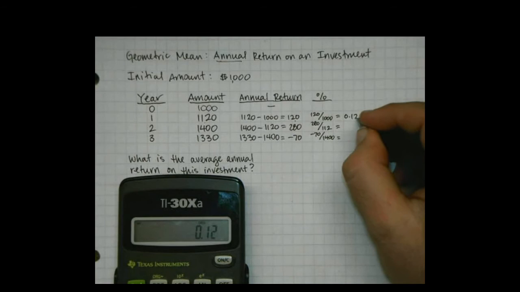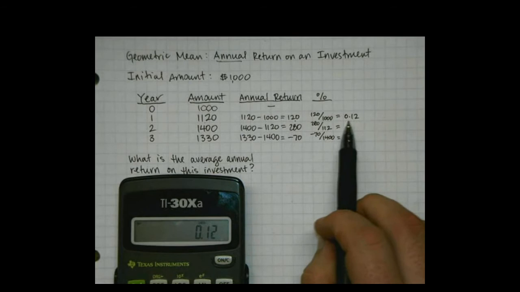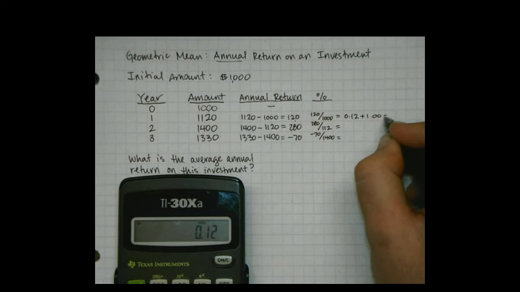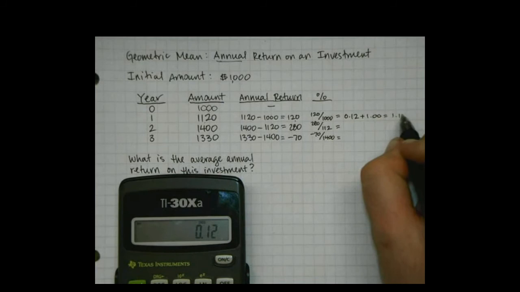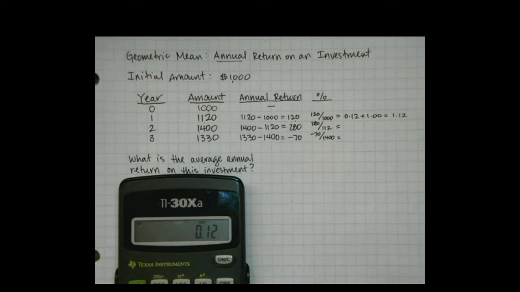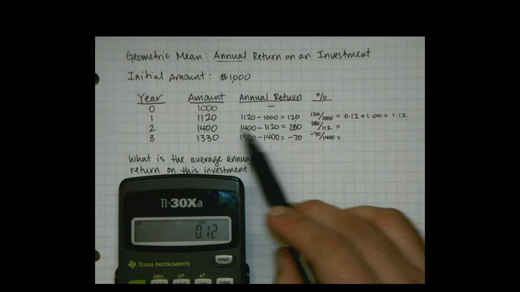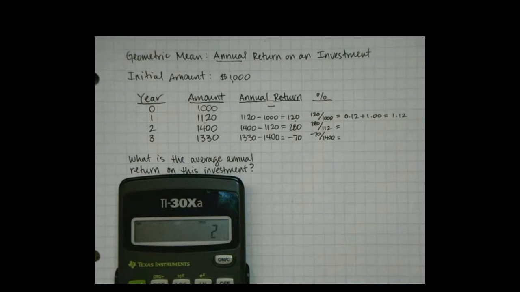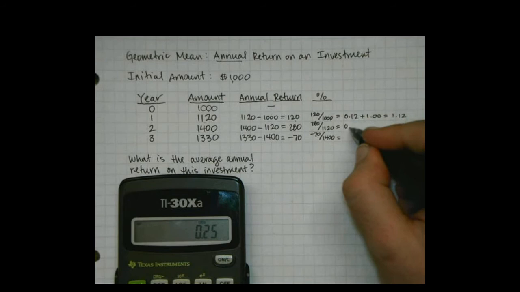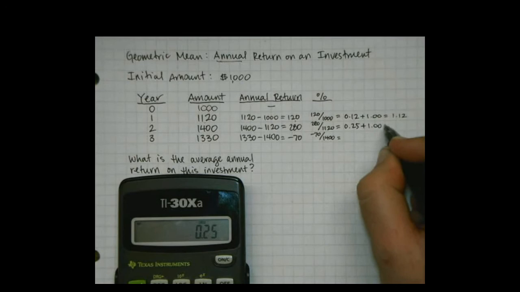But keep in mind, that's just how much it grew. We still keep 100% of our investment. 100% is 1 as a decimal. So really, this number here, 1120, is 1.12 times the original $1,000. Here, it grew $280, so 280 divided by the original 1,120 is 0.25. It grew a whopping 25%. And since it was added to our original investment, we have 1.25.